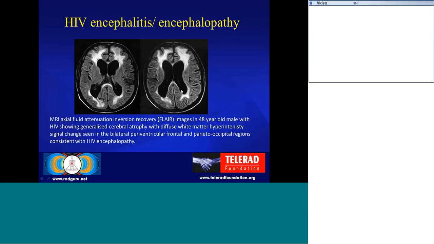This is another patient. We can see that there is a ventricular prominence out of proportion to the sulcal prominence, and there is a diffuse white matter, subcortical and periventricular abnormalities, and these are symmetrical. There is no involvement of the subcortical U fibers. These are the subcortical U fibers. They are not involved.